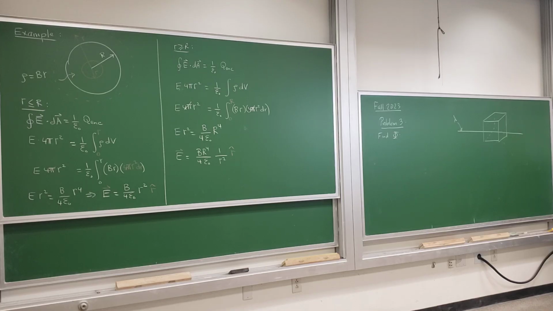The reason is, suppose the box, by the way, I forgot to tell you, the box is length L. It's a cube, L by L by L. It's L on each side.